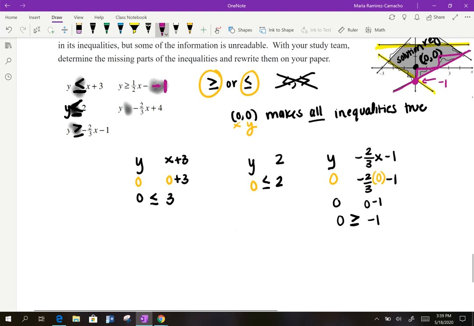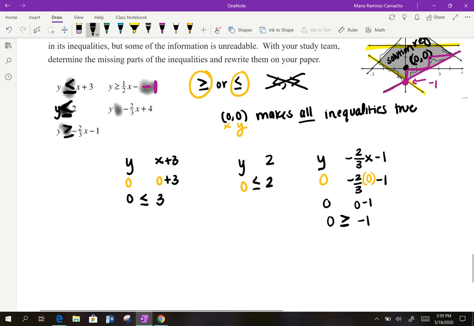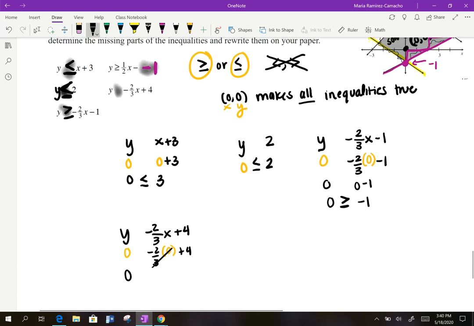And then for that last inequality, I'm going to do the same thing that I've been doing. Plug in 0, 0, and fill in with the correct inequality symbol. Simplify. This is 0 plus 4, that's 4. So in this case, another less than or equal to symbol would be appropriate since 0 is less than or equal to 4. So here we are going to write less than or equal to.